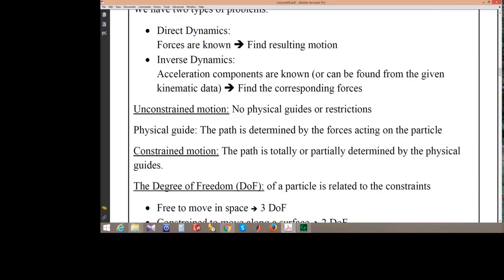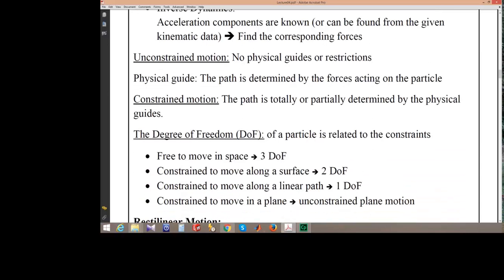Or you can define it as a 2 degree of freedom unconstrained motion, if you like, or a planar unconstrained motion. In free space, like we said, we have three degrees of freedom for particles. The reason that it's not 6 degrees of freedom is that the particle has negligible dimensions, and as a result of that, you don't really consider its rotation, so it's just translational motion.